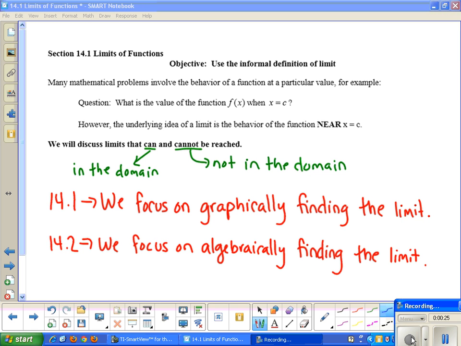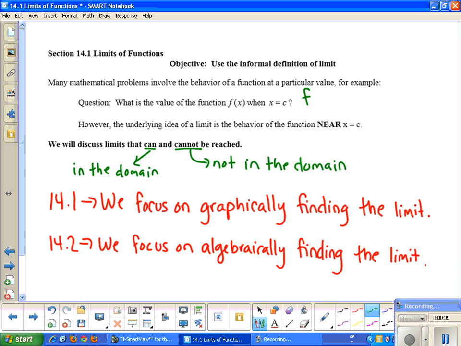Now, many mathematical problems involve the behavior of a function at a particular value. For example, the question is, what is the value of a function f of x when x is equal to c? We've done this before. For example, let's say that f of x is equal to the function x squared, and we wanted to evaluate the function for an x value of 2. Then we would plug 2 into the equation for x and solve, and we get 2 squared, which is equal to 4.